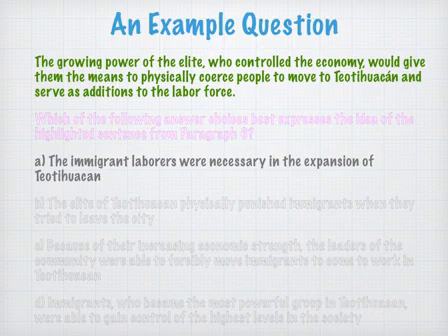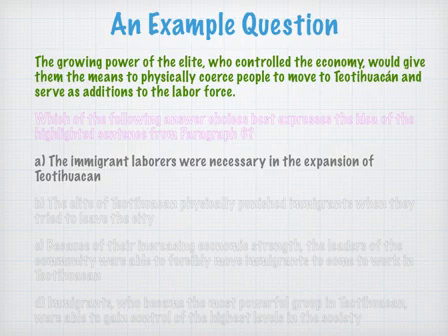Let's have a look at A. The immigrant labourers were necessary in the expansion of Teotihuacan. Now we have this idea. The sentence will carry this idea: a growing power of the elite, control of the economy, physically coerce people to move to Teotihuacan. And these people would be additions to the labour force.